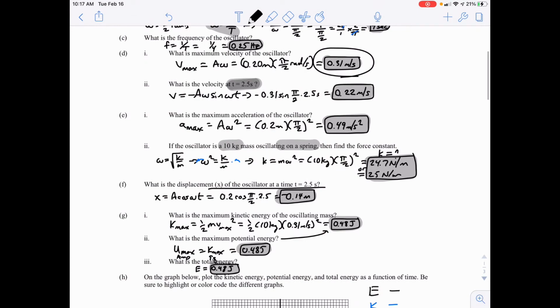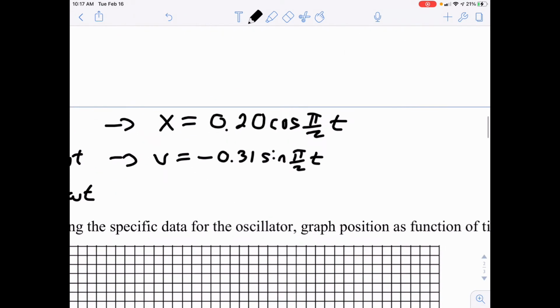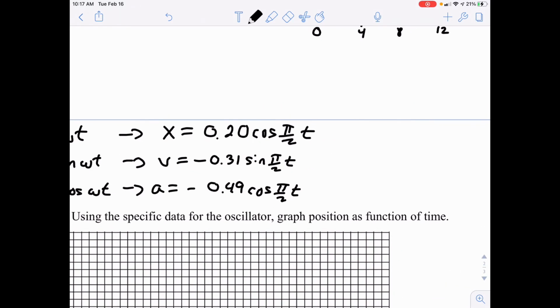And lastly, max acceleration was 0.49. So A was equal to negative 0.49 cosine of pi over 2 t. All three of these have a repeating period of 4 seconds.